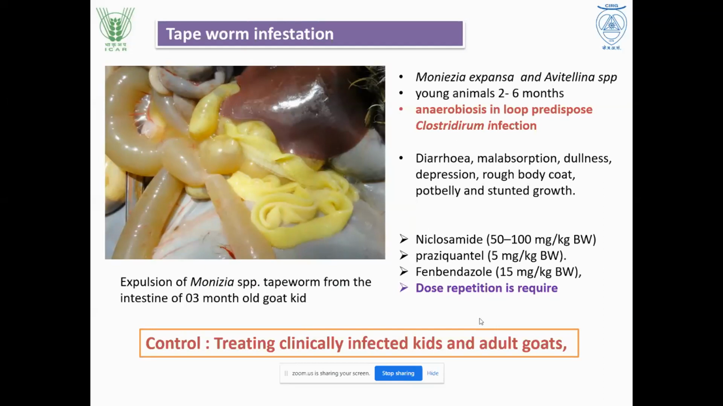Although tapeworm infection occurs in all age groups of animals, the adult animal generally tolerates the infection and there is no clinical sign. They only pass the infection to the younger animal. In younger animals, especially 2 to 6 months of age, tapeworm becomes a clinical problem. There are clinical signs, because the tapeworm occupies space in the intestine and disturbs the digestibility and absorption of nutrients.